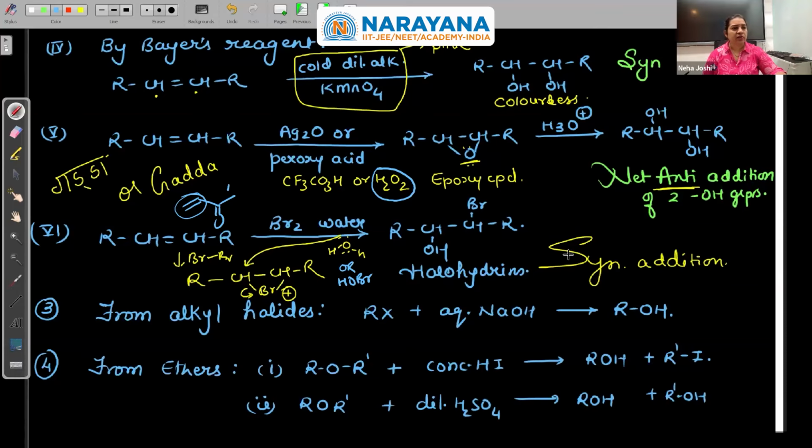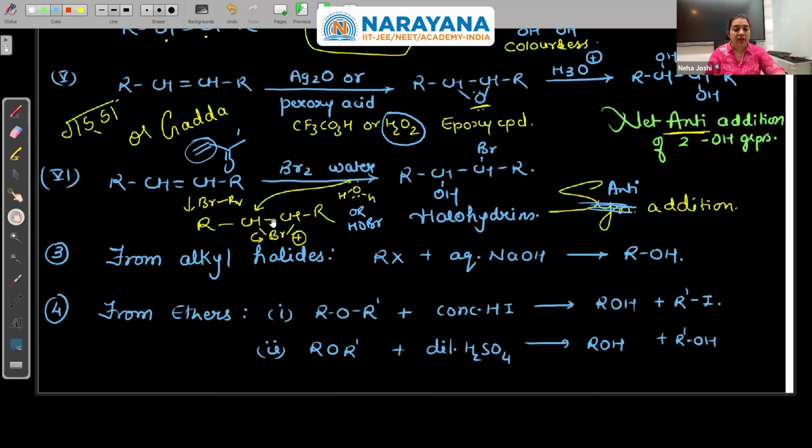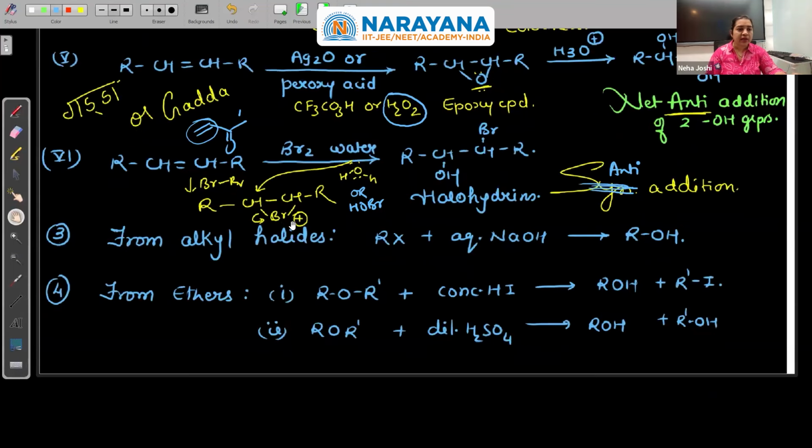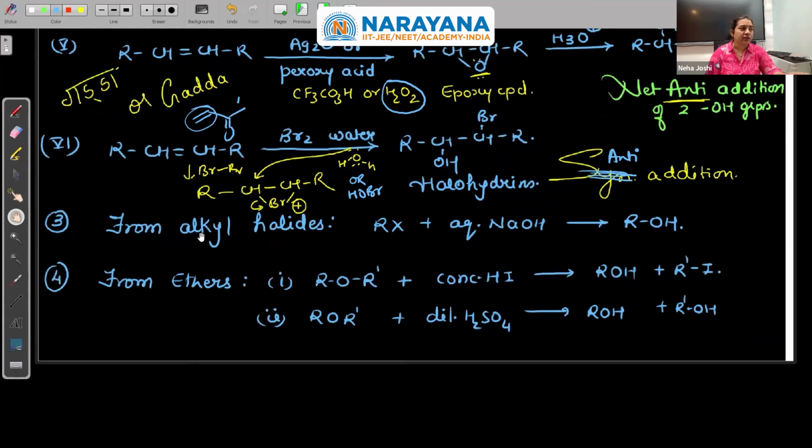This is not syn addition, okay? It is anti-addition only. Overall, it is anti-addition of OH and Br by halohydrin formation, because a cyclic bromonium is formed and then water attacks from the backside. So overall, it is an anti-addition reaction.